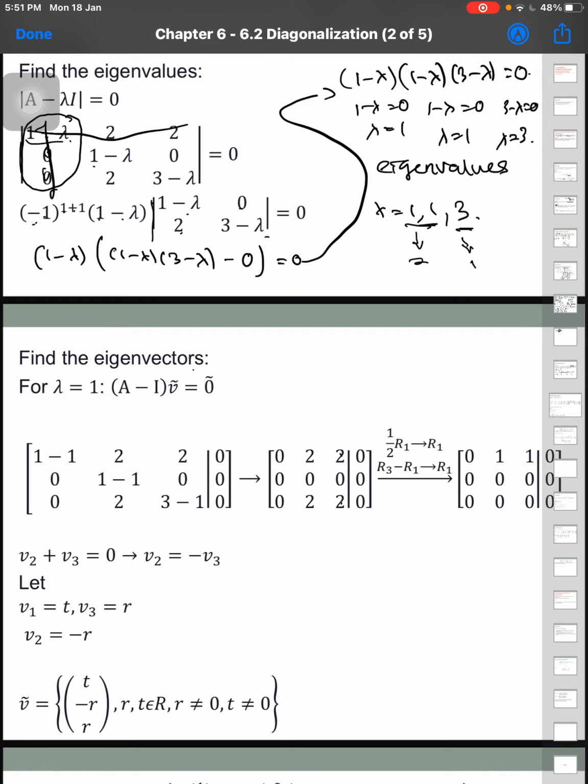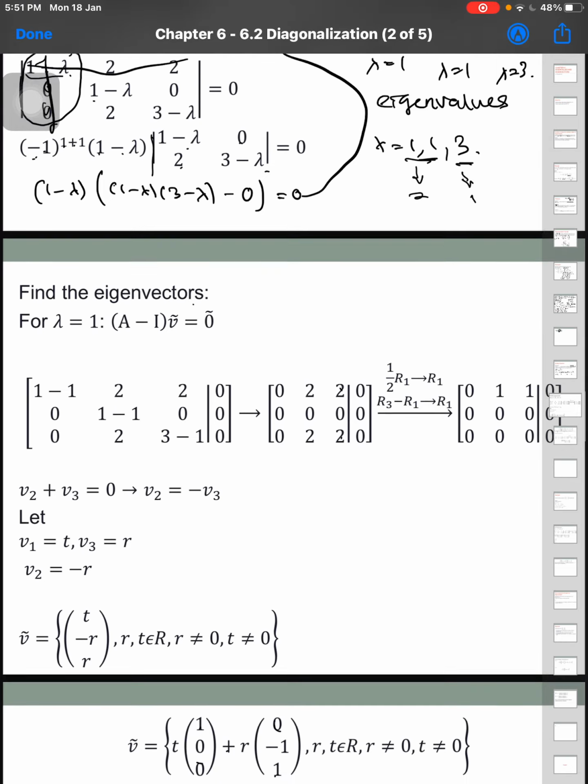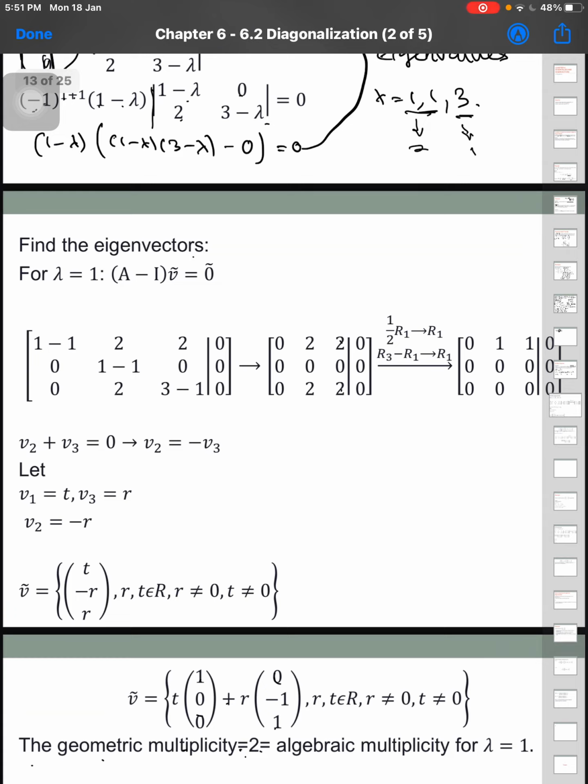To find the geometric multiplicity, we need to find the eigenvectors. Using this one, for lambda equal to 1, we have A minus lambda I, so 1 times identity, so A minus identity times eigenvector V equal to 0 vector. Okay, so we have this matrix. Take transform it. Nanti kalau dah masukkan matrix dia transform into augmented matrix, then we have this matrix.